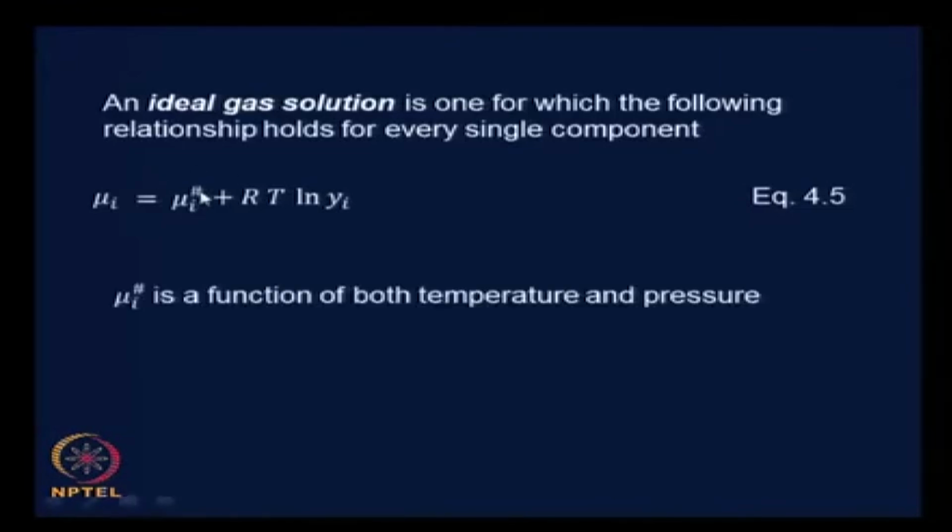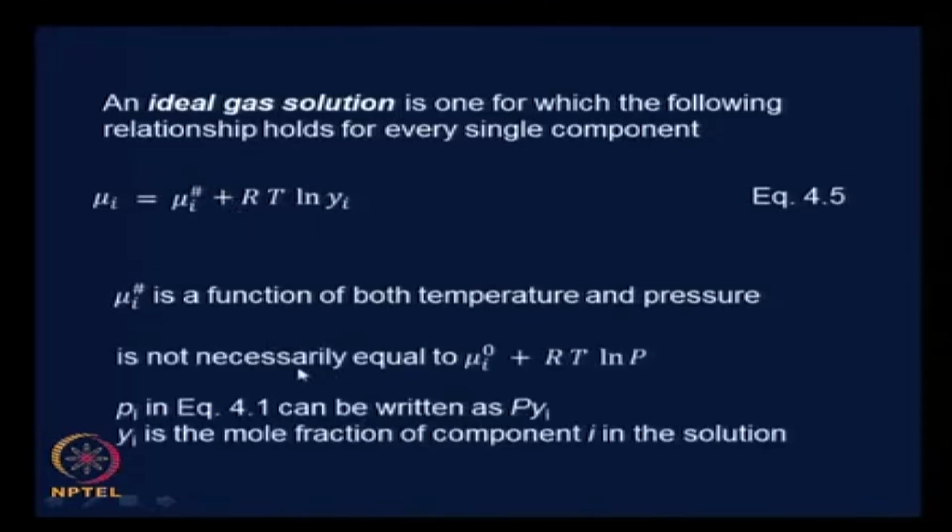Here mu i hash is a function of both temperature and pressure. You will have to note this. Earlier, mu i naught was a function only of temperature. Here mu i hash is a function of both the temperature and pressure. And note, this could be a little tricky now, you will get comfortable with this later. It is not necessarily equal to mu i naught plus RT ln P, because if you expand this you could write mu i naught plus RT ln P yi and so on, but note that mu i hash need not necessarily equal mu i naught plus RT ln P. Just take it at face value for now, this is the definition.